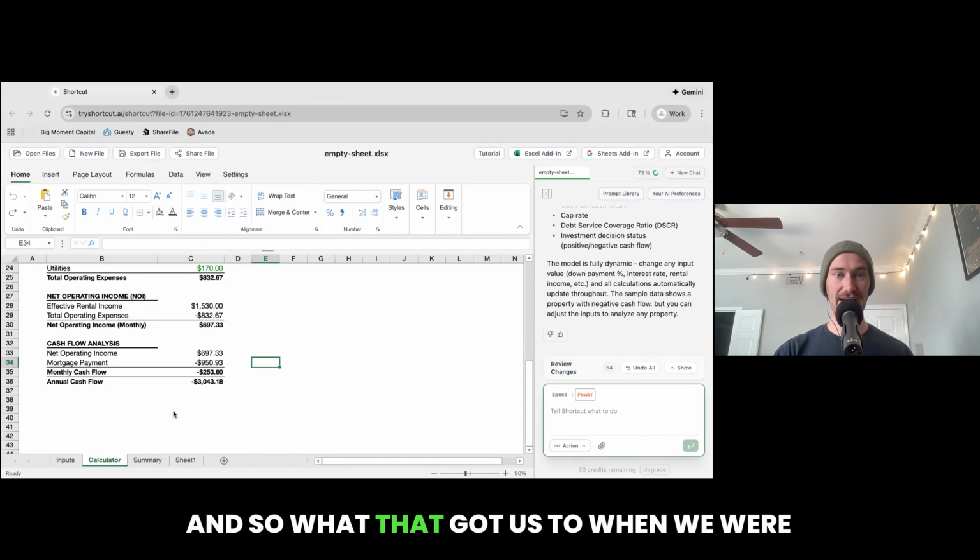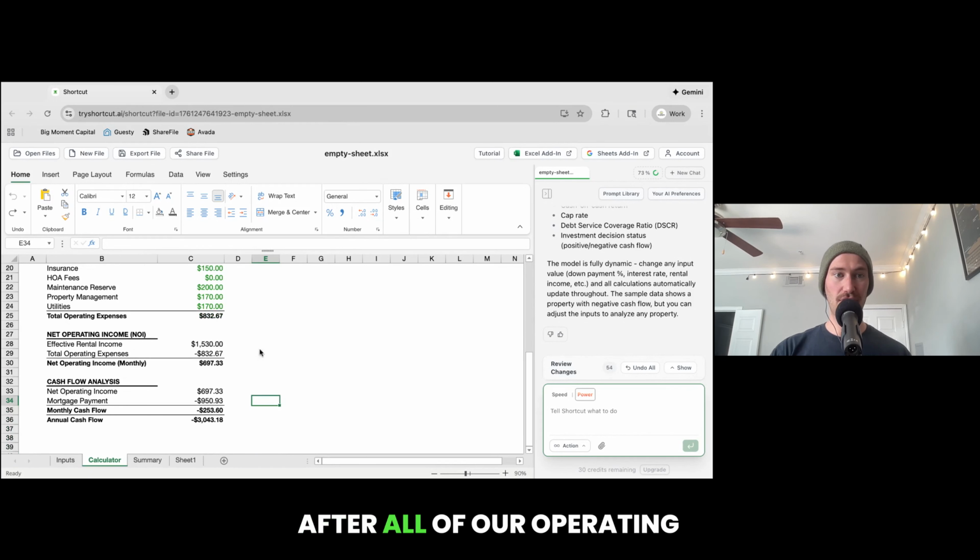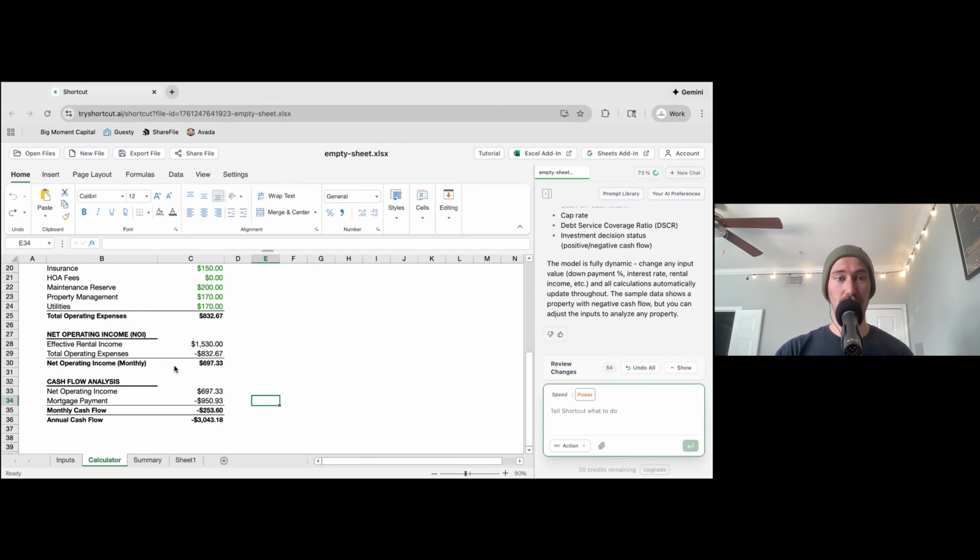And so what that got us to when we were analyzing this was the following. After all of our operating expenses, and remember we just talked about our net operating income, or NOI, as being almost $700 a month, but then remembering that does not include our mortgage payment. So after we account for our mortgage payment, we're in negative cash flow territory. So in this example, we left it that we were negatively cash flowing $250 a month.